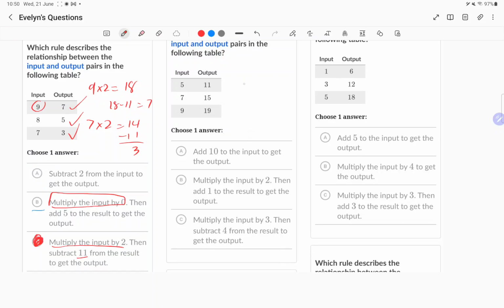Okay, how about this one here? Add 10 to the input to get the output. Okay, add 10 to this. Well, that doesn't look quite right. It doesn't get to 11 here.